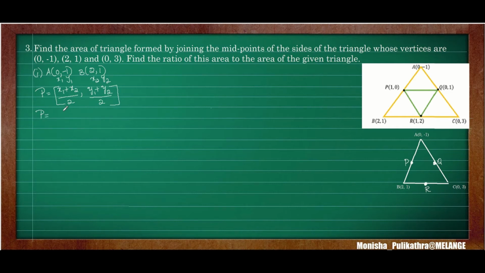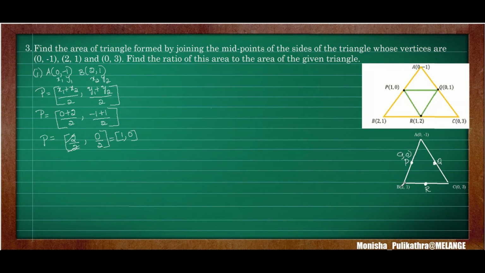So P is equal to x1 plus x2, that is 0 plus 2 divided by 2, comma minus 1 plus 1 divided by 2. So P is equal to 0 plus 2 is 2 itself, so 2 divided by 2, comma, minus 1 plus 1 is 0, so 0 divided by 2. 2 ones are 2, so the P value is 1 comma 0. 0 by 2 is equal to 0. So the P value will become 1 comma 0.